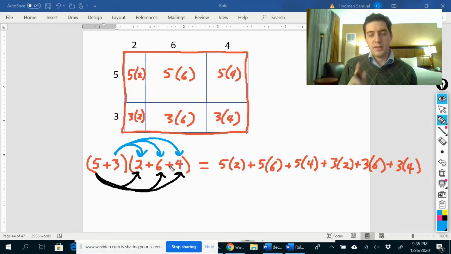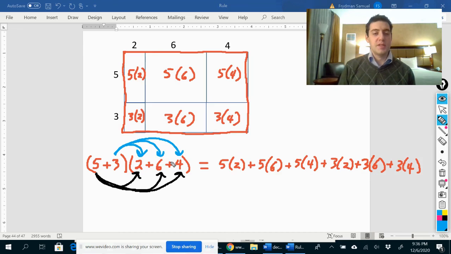Something very important that you probably noticed, but maybe didn't think too much about, is that these 2 numbers are not getting multiplied together, right? I don't have a 5 times 3 anywhere in here. None of these areas are 5 times 3, right? And likewise, the 2 and the 6 and the 4 do not get multiplied together. So these numbers do not get multiplied together, and these numbers do not get multiplied together. But these numbers get multiplied with these numbers.